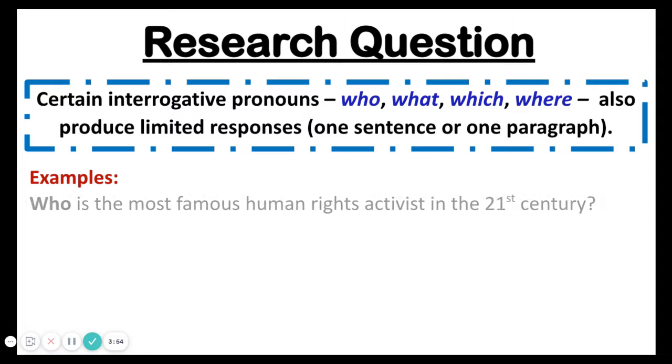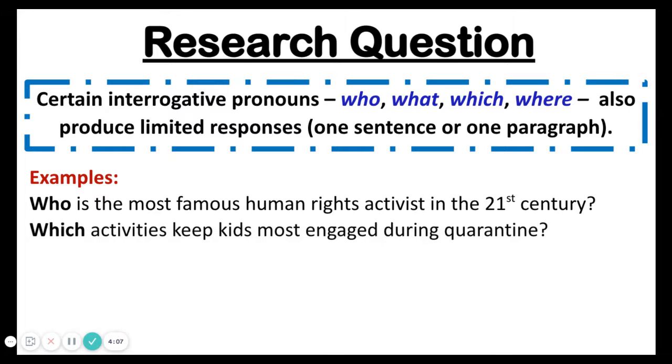For example, who is the most famous human rights activist in the 21st century? The answer will be one sentence. Which activities keep kids most engaged during quarantine? All right, some of you may answer this one in one sentence. Others of you may have a list of activities, and therefore you might end up with a paragraph.